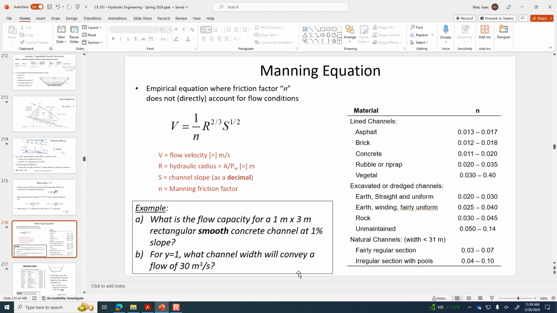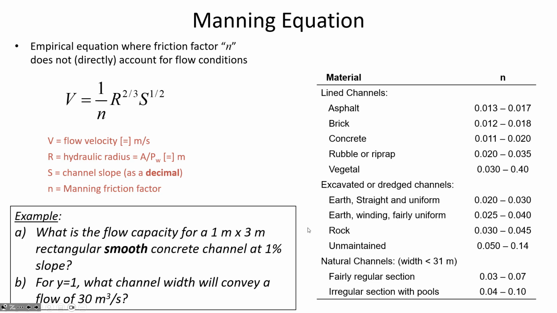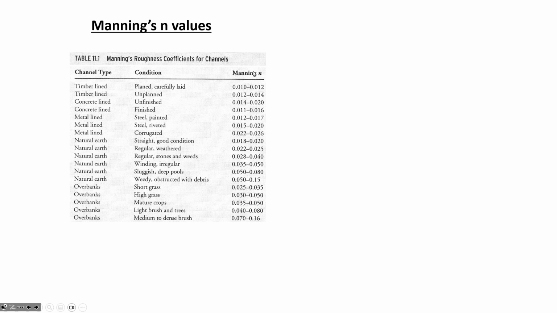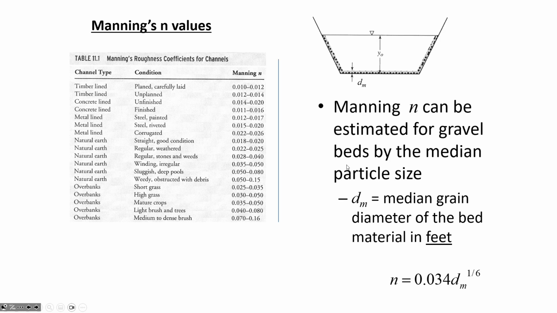Okay, any questions about this example? Manning's values, there's just publication after publication of n values that you can use for different types of material. And you can even estimate your own Manning's value if you have a granular bed, meaning small pebbles or something. You can estimate your Manning's value by the median grain diameter of the bed material in feet. That's what this equation is suggesting, is you could calculate your own n value.